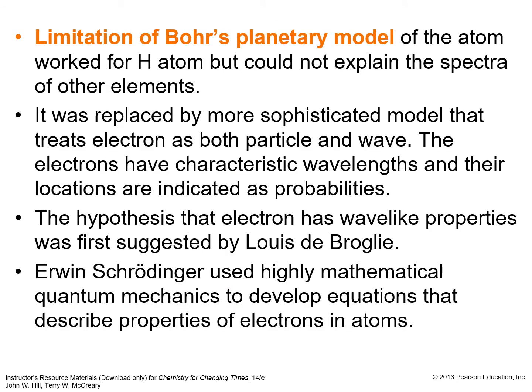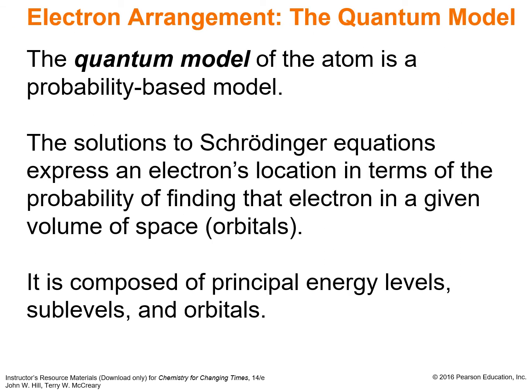So the limitations of Bohr's planetary model was, the main thing was, when more electrons got involved, it was not as simple as explaining the model for hydrogen where only one electron was involved, or the spectra was easy to explain for one electron. So then this model was replaced by a much more sophisticated model, and that is known as the quantum theory or the quantum model. And this quantum model is based on a probability model.